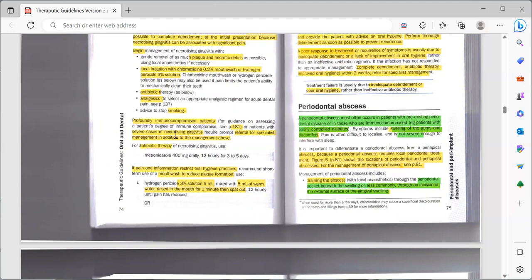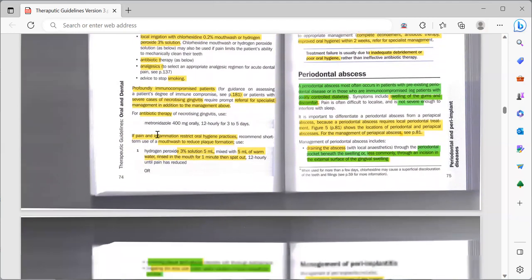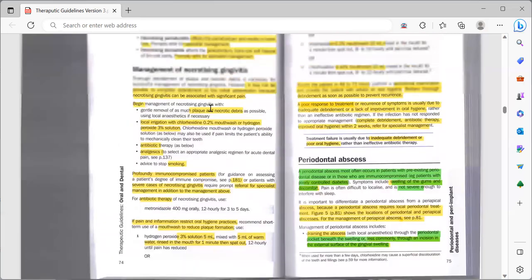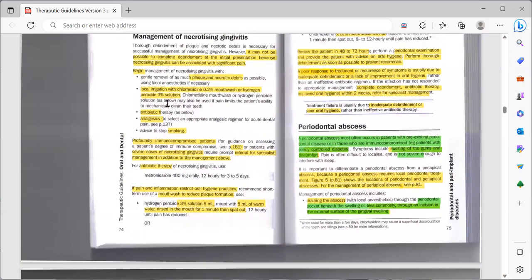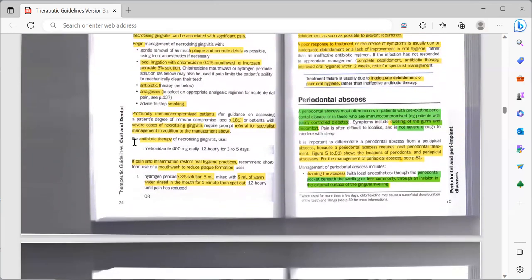Or if the patient has severe necrotizing gingivitis, that may require prompt referral to a specialist in addition to the management above. So even for those patients, you would do these 5 points, and after that you can refer them to the specialist. Then which antibiotic do you prescribe? Metronidazole, because this antibiotic works against anaerobic bacteria, and the dose is 400 milligrams orally, 12 hourly for 3 to 5 days.